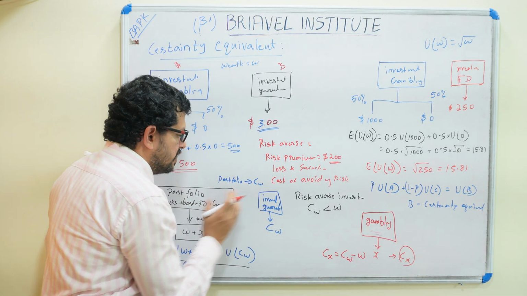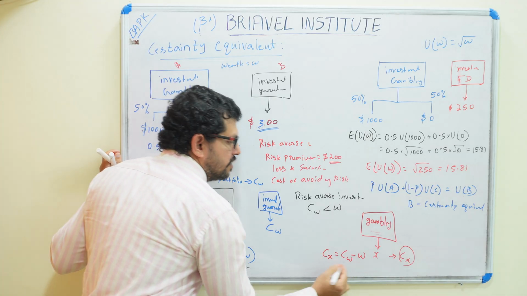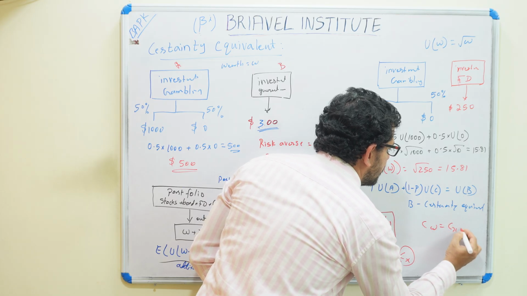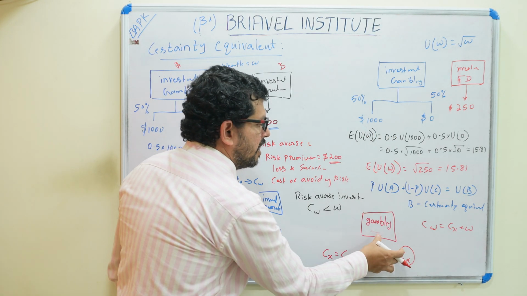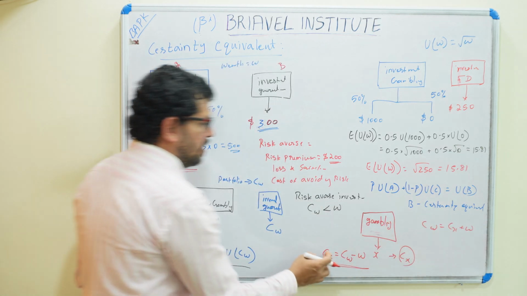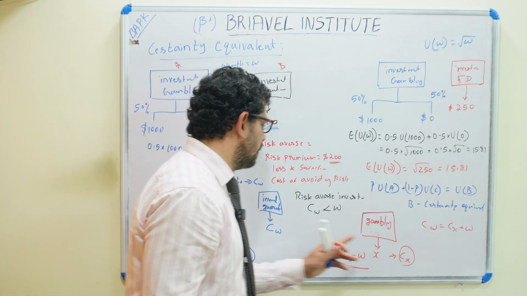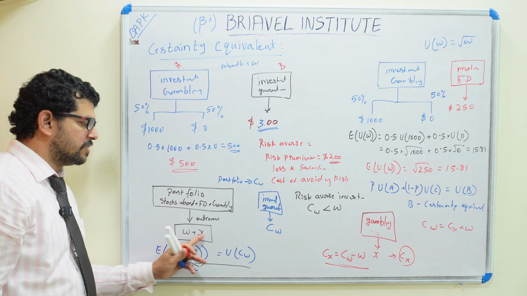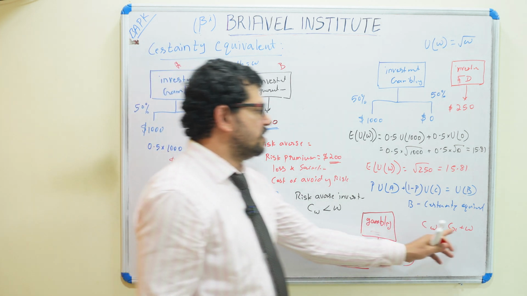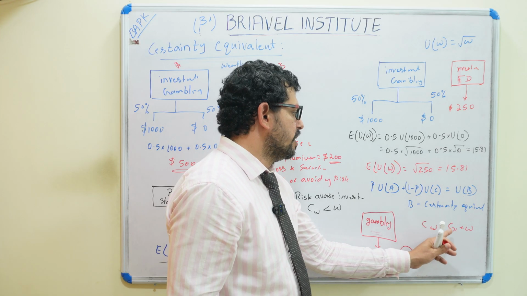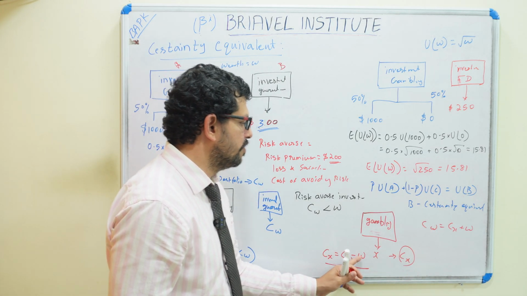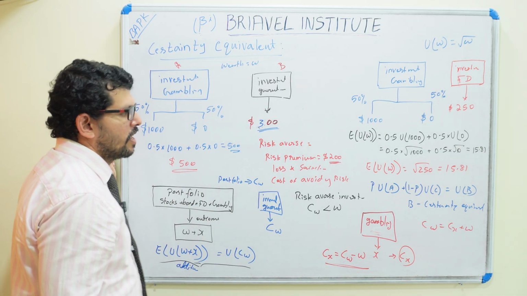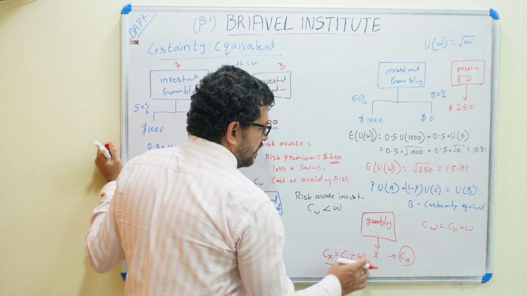CW is the certainty equivalent for the portfolio, and we can write CW is equal to CS plus W. CS is gambling alone, plus we add wealth, then we get CW. In the portfolio we take the gambling plus the wealth. So CS plus W gives CW, or we can write CS is equal to CW minus W.